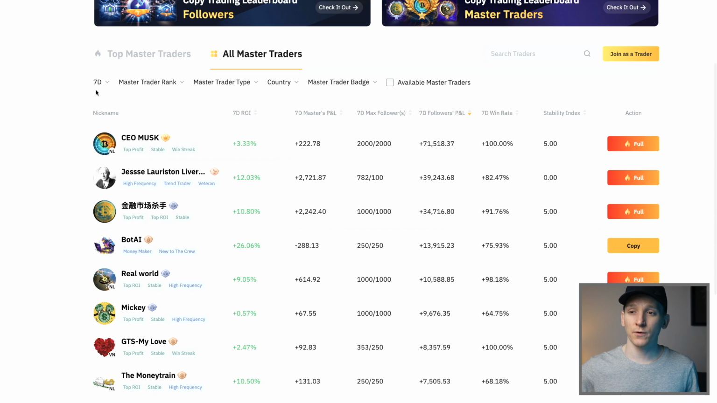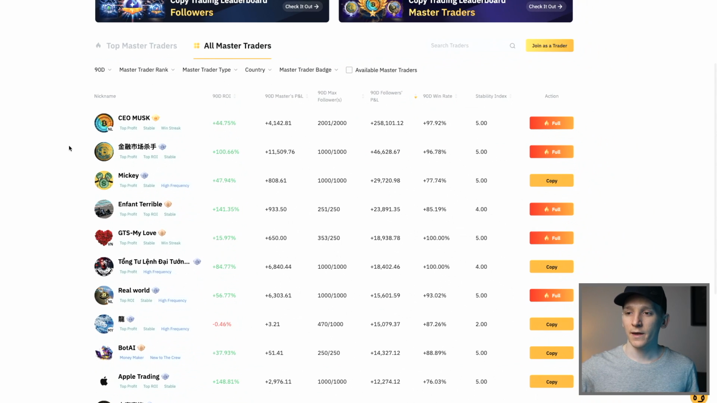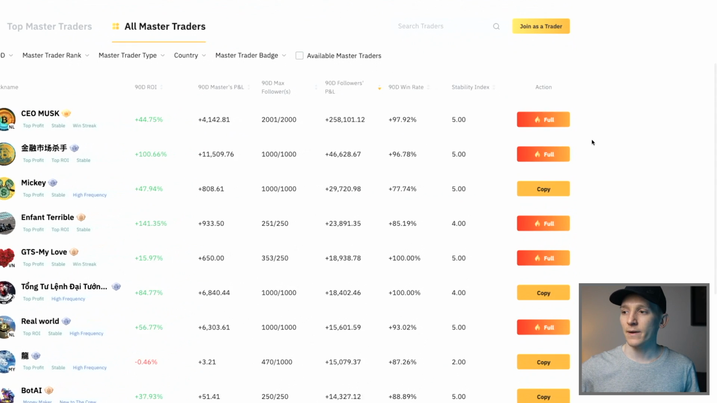So the first thing I would do is actually change this from 7 days here and just go to 90 days. And that's going to give us a bit of a longer history of these traders, because what I would want to do is just put money in traders that do a decent job over the long term, rather than just one trader who got lucky over the last 7 days or just had one good trade. So we need to see some history right here.